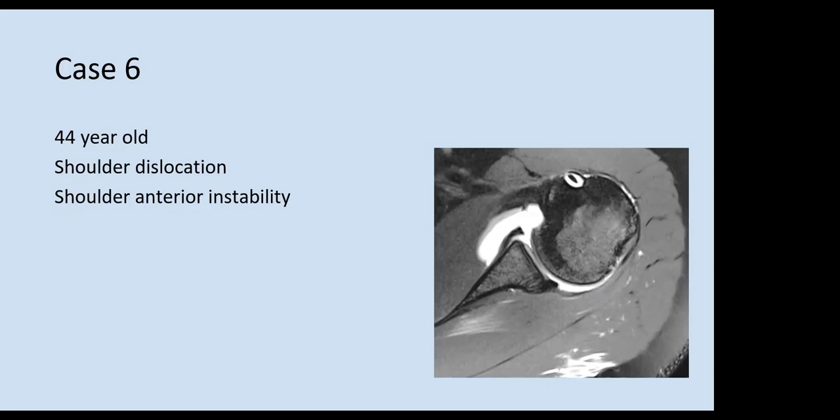Good morning. Okay. 44 years old, shoulder dislocation, shoulder anterior instability. MRI axial section showing marked joint effusion with anterior labral tear and migration of the periosteal sleeve. Sorry, what did you say about the periosteal sleeve?